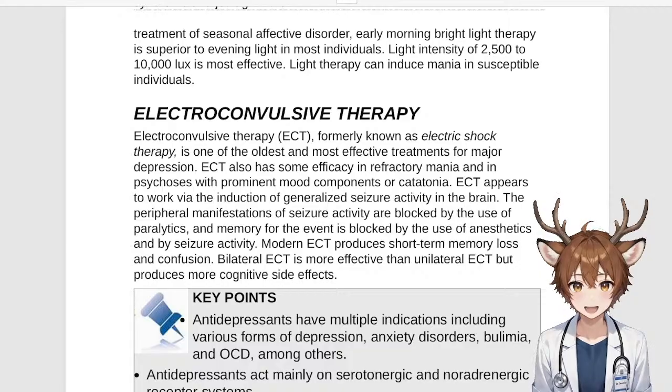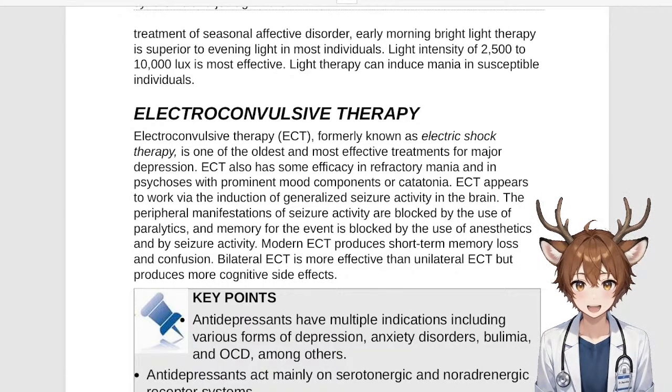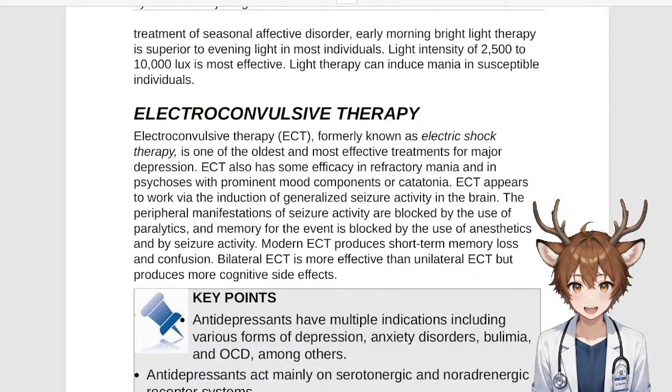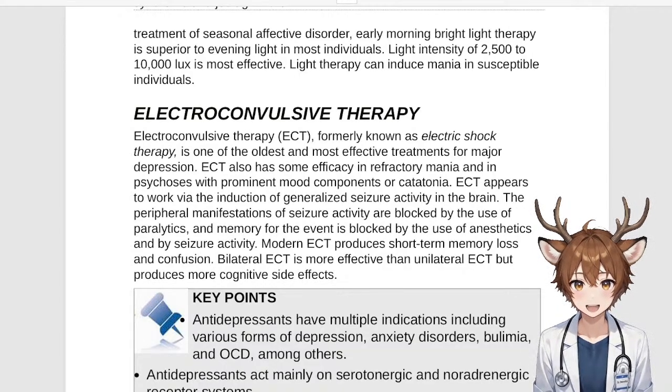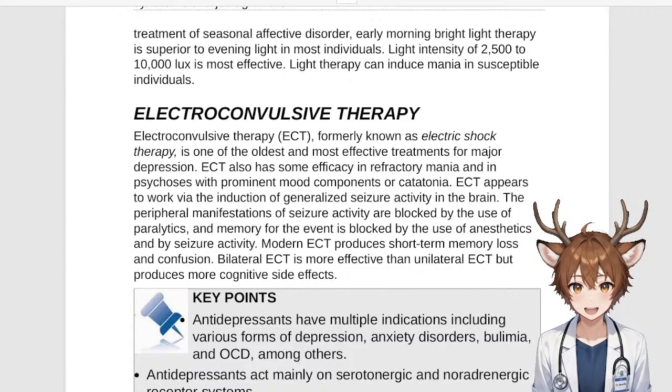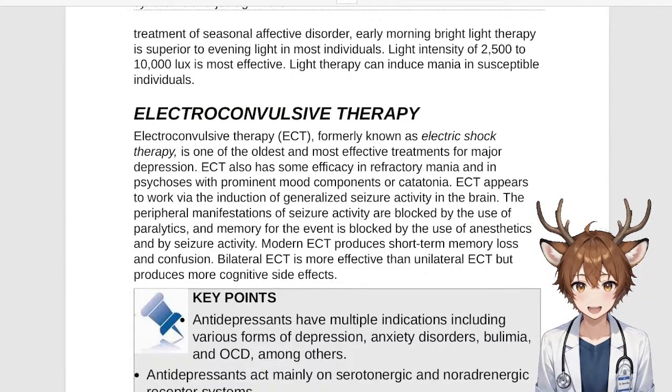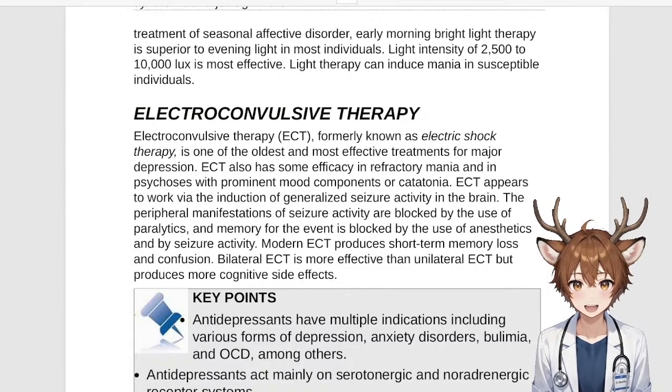Modern ECT produces a short-term memory loss and confusion. Bilateral ECT is more effective than unilateral ECT, but produces more cognitive side effects. So bear that in mind. It has some utility, but there are some issues with it. And I'm going to give you a little bit of my own knowledge of some of these things.